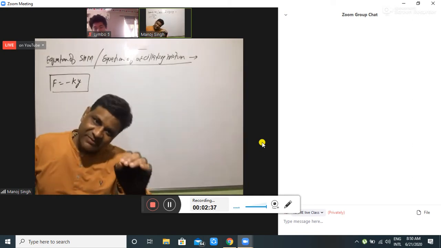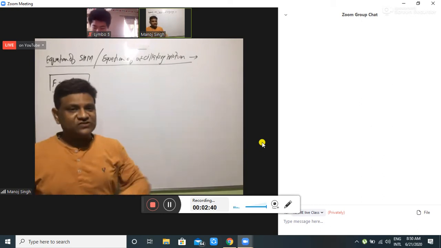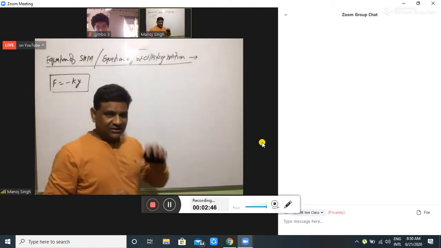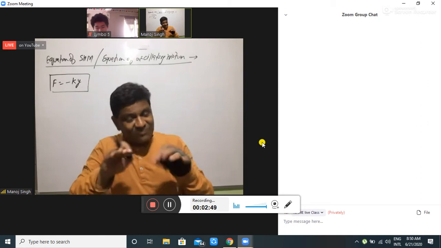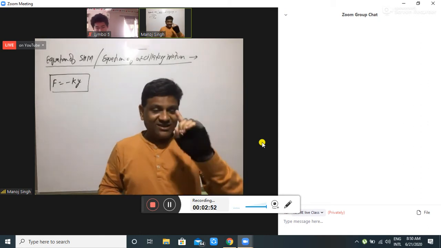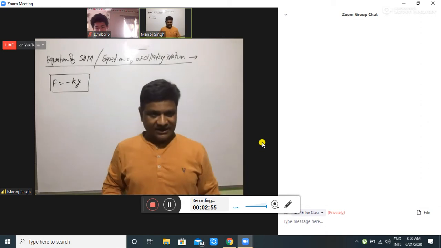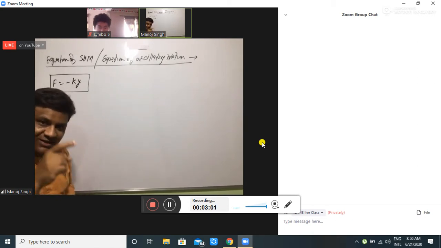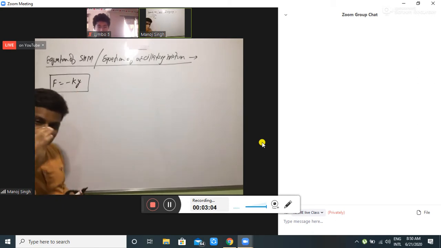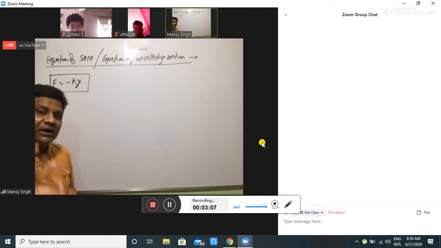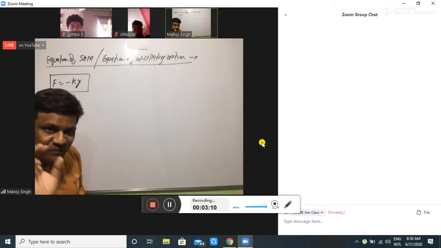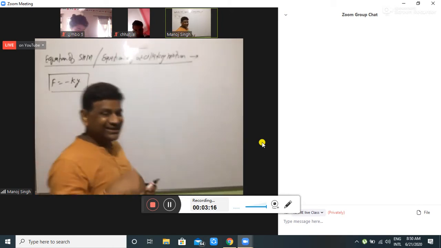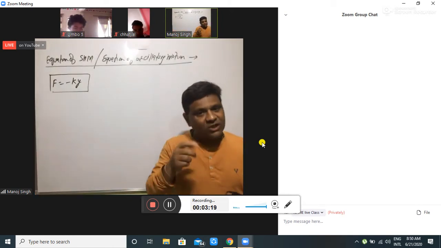Y is the displacement of the particle from the mean position. K is the spring constant. Here K is nothing but the SHM constant. So it is clear now: F is the restoring force, Y is the displacement of the particle of medium from the mean position, and K is the SHM constant.